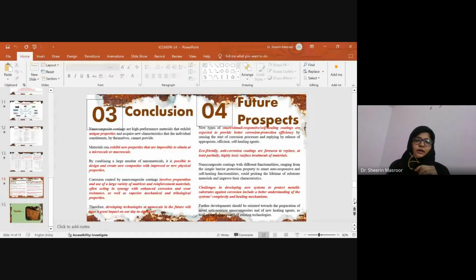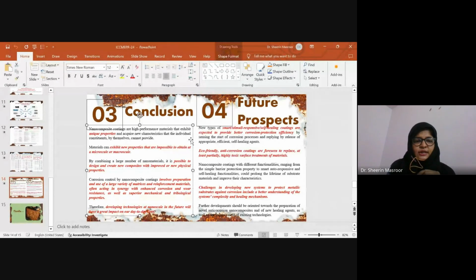So now comes the conclusion. To conclude, we can say that nanocomposite coatings are high performance materials that exhibit unique properties and acquire new characteristics that the individual constituents by themselves cannot provide individually. So metals can exhibit new properties that are impossible to obtain at the micro or macro scale level, which we are getting at nano scale level.